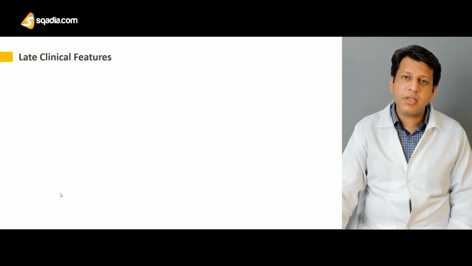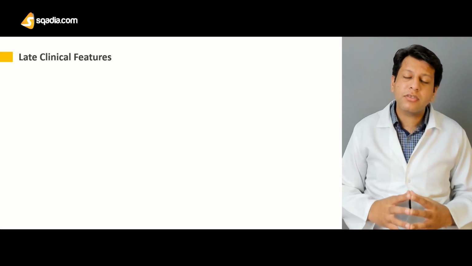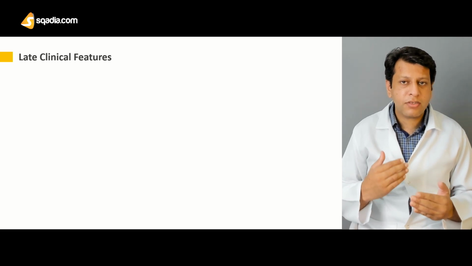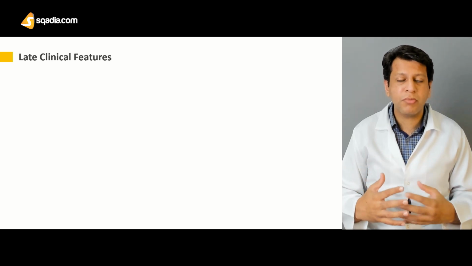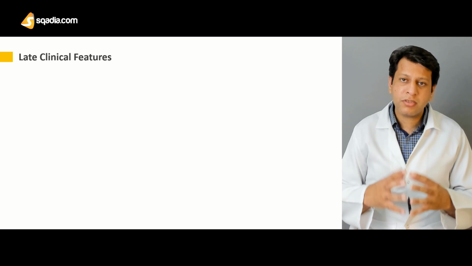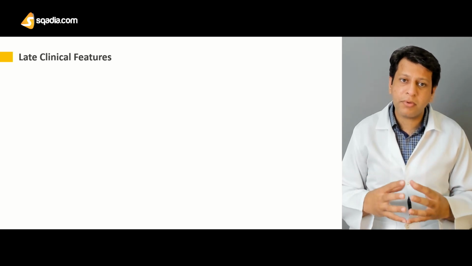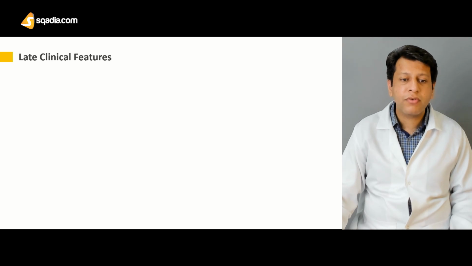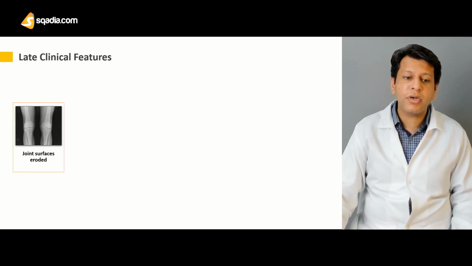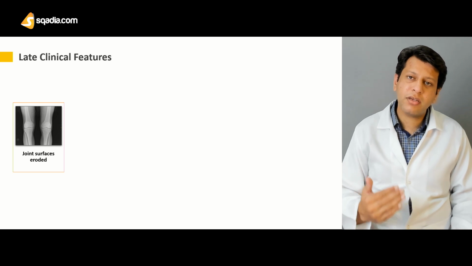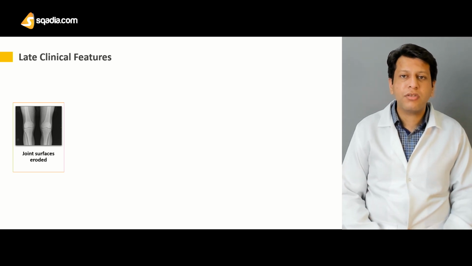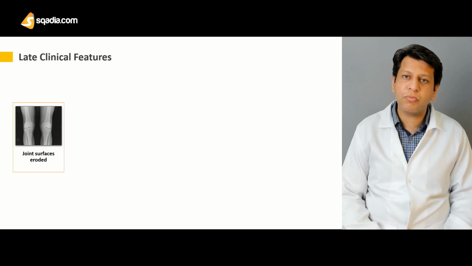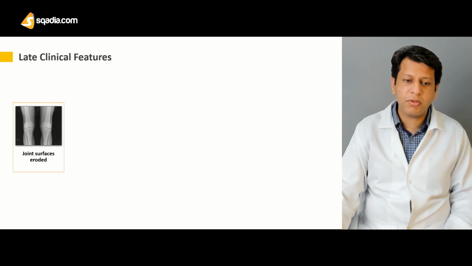Then late clinical features. As the arthritis sets in, there is initially synovial hypertrophy, then once the synovial infiltration becomes too much, other tissue starts to get invaded, and when the subchondral bone and arthritis starts to happen, the joint surfaces get eroded. When you get an x-ray, initially it may be totally normal, but in the later stages there is cavitation, and cavities get formed in the subchondral bone, due to the erosion of the cartilage as well as the subchondral bone which may be involved.